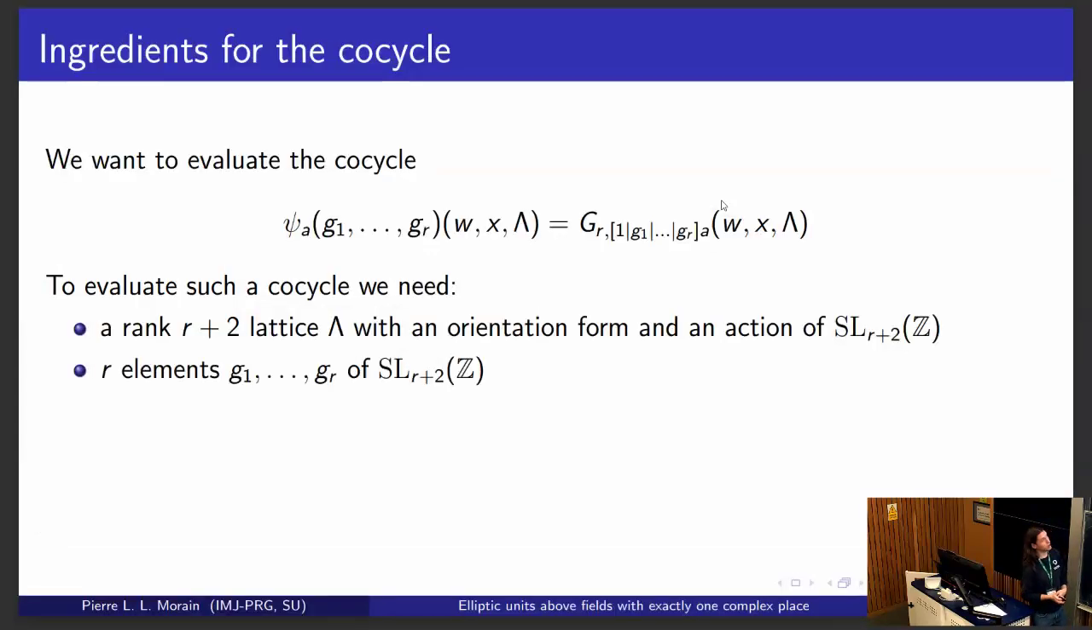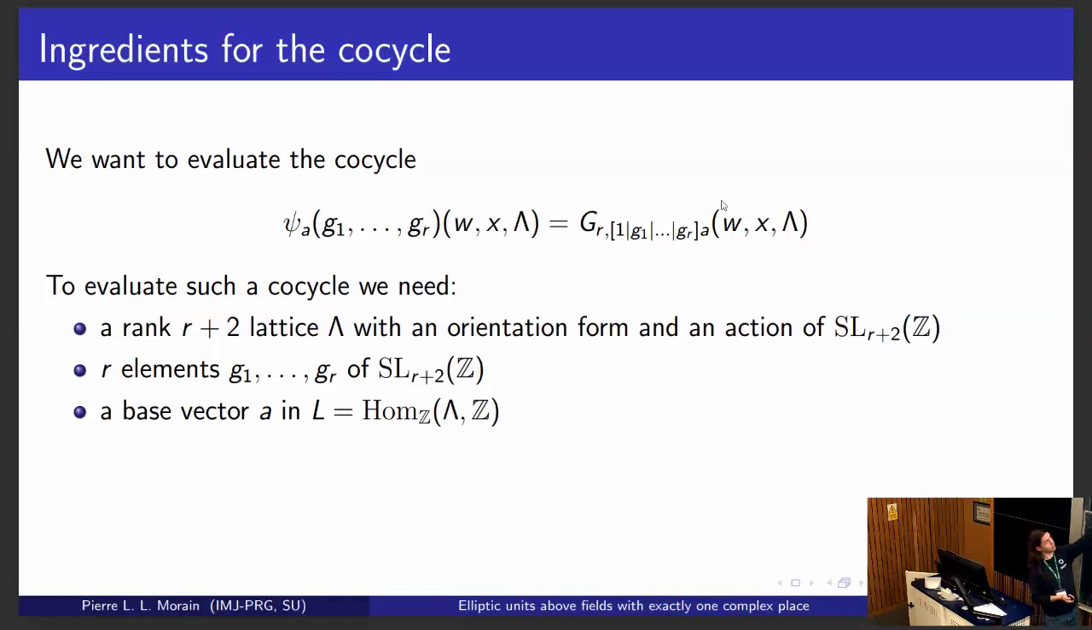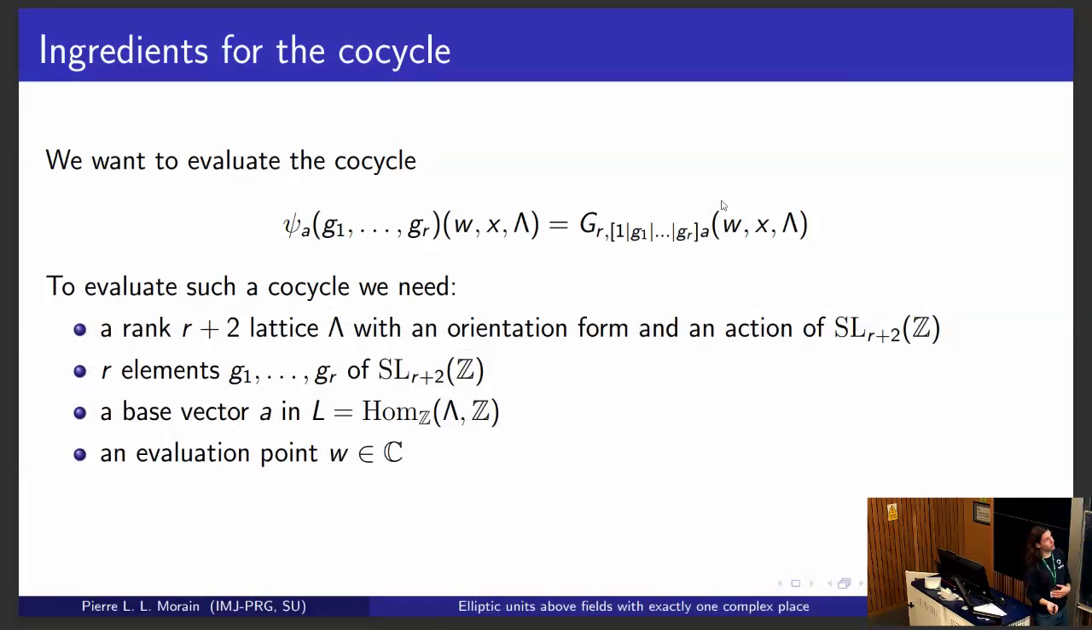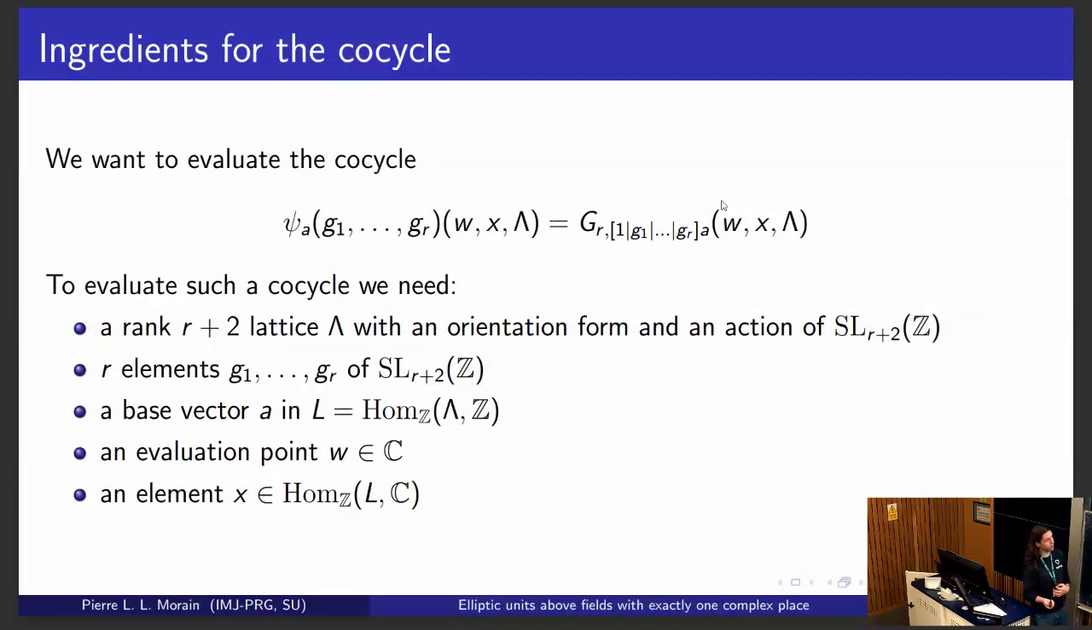So I'm going to need a lattice and then an orientation form on the lattice and then an action of SLR plus 2Z. So I'm going to fix the lattice and a basis and everything so that everything is set. Then I need some elements in SLR plus 2Z, which are going to be related to the units. And then I need a base vector because this cocycle has a base vector that I need to fit into it. And then I need the evaluation point W, and I need a linear form X, and it's going to be an embedding inside C.